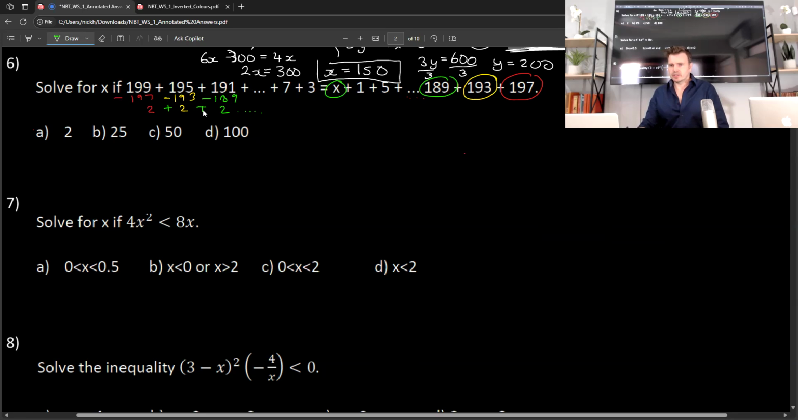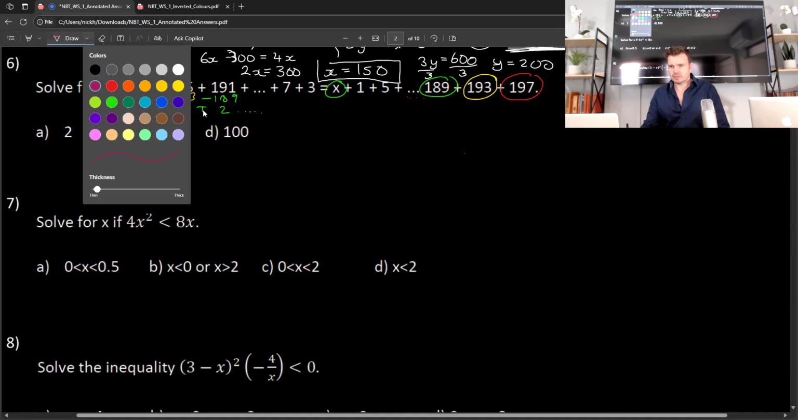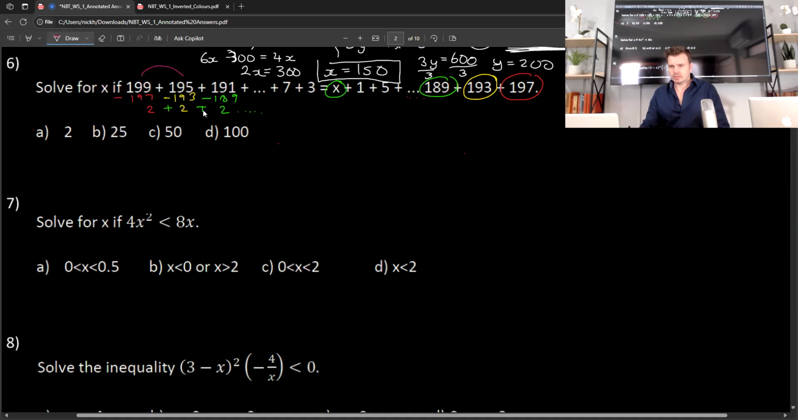Because what you notice is that what is the difference between these two numbers? This is 4. 195 minus 191 is also 4. So the difference is 4. So what we have is all the odd numbers from 3 to 199. Now, how many is that going to be?